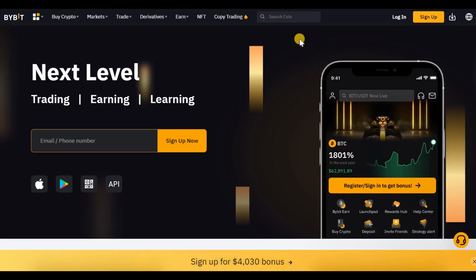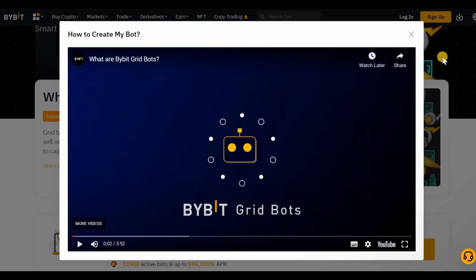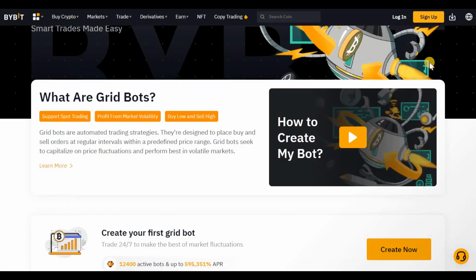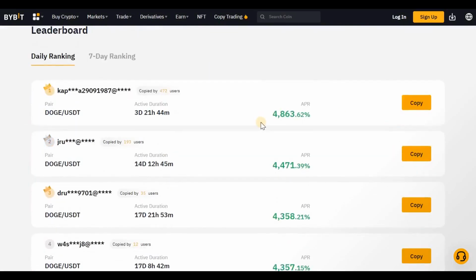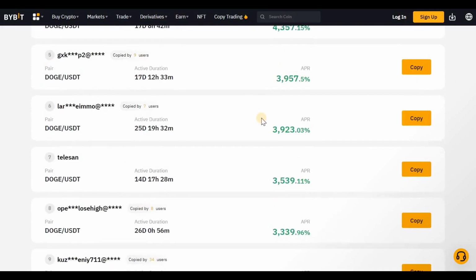I am going to show you how to use the Bybit trading bot. You do not need to have any trading skill to be able to use this section. I am going to walk you through step by step on how you can create your own grid bot and make consistent profit such as this. The Bybit trading bot is very easy to use and there are no extra fees when creating a grid bot.